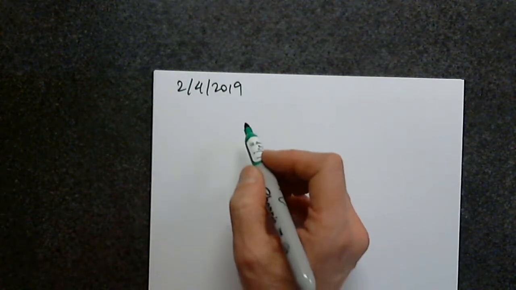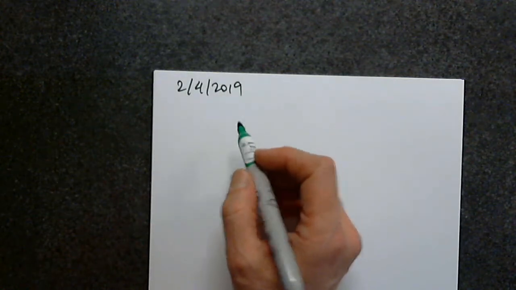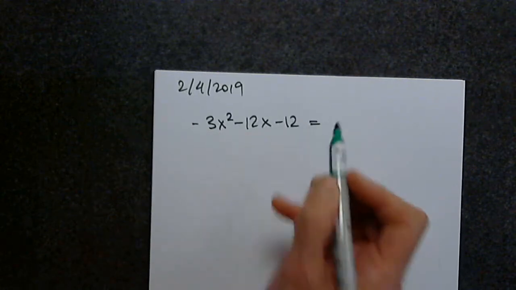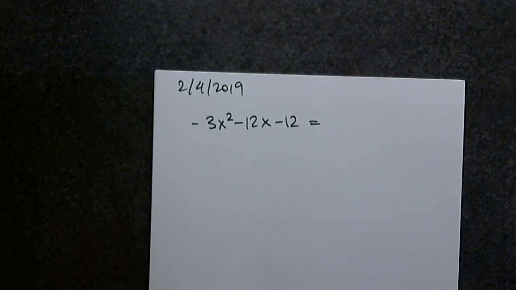Okay, let's look at another problem like negative 3x squared minus 12x minus 12. We're asked to factor this, and we start by asking ourselves, what is it? There is no ratio, so it cannot be irrational. So it's a trinomial. It has 3 terms, and since it's a trinomial, I identified it correctly.